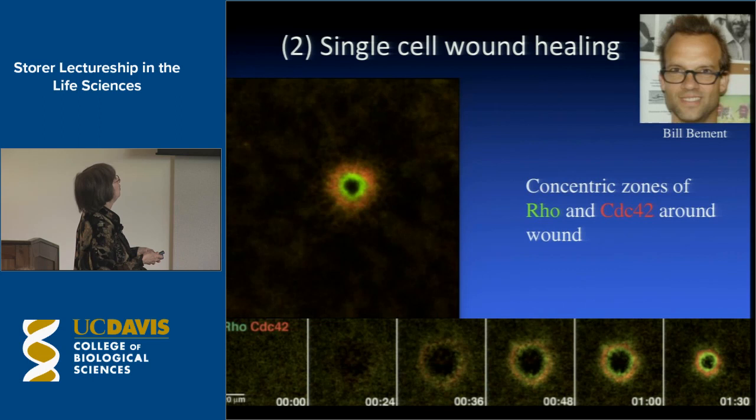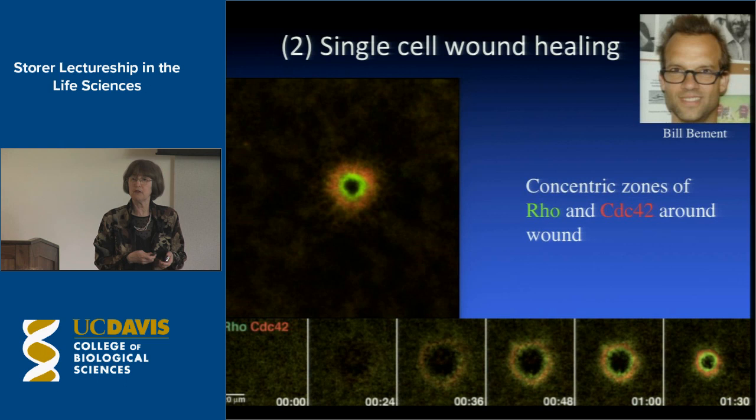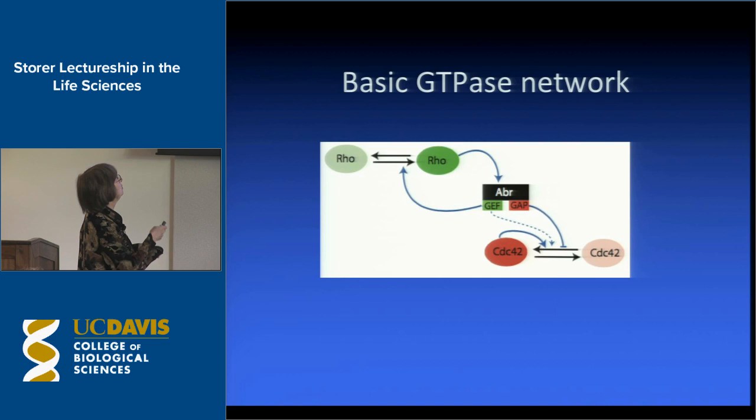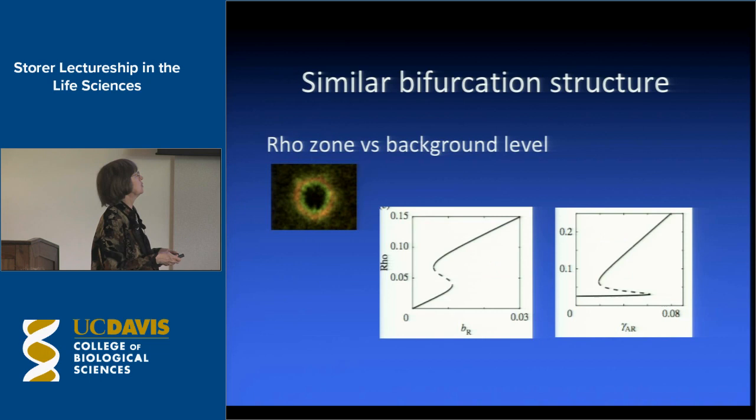I won't say much about this, but only in the last couple of minutes to say that we've also used some of what we've learned to help other biologists like Bill Bement study single-cell wounds where GTPases are visualized and where he can actually knock out things. And we've been helping him to decipher the full circuit that plays a role in that behavior. And we've also been able to, just by looking at bifurcation diagrams for this model, start to understand what certain other agents can be doing.